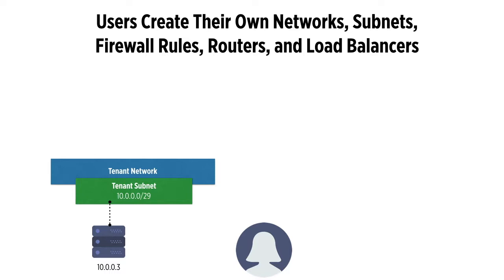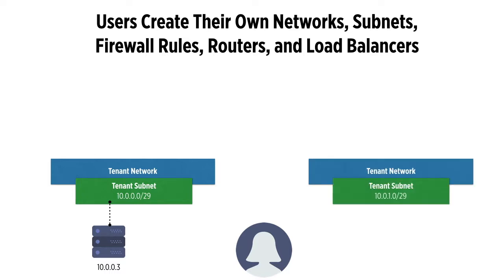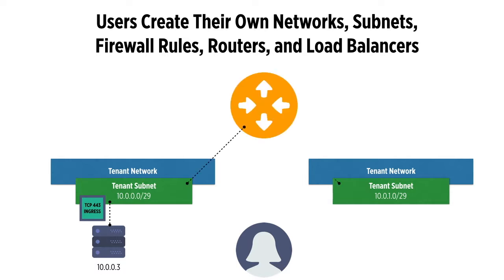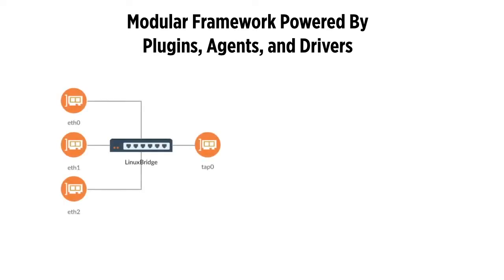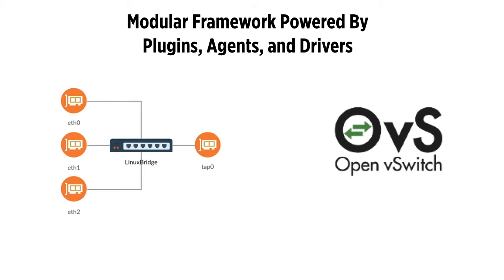With Neutron, users can view their own networks, subnets, firewall rules, routers, and load balancers, all through the Horizon Dashboard, CLI, or API. Neutron also contains a modular framework powered by a variety of plugins, agents, and drivers, including Linux Bridge and Open vSwitch.